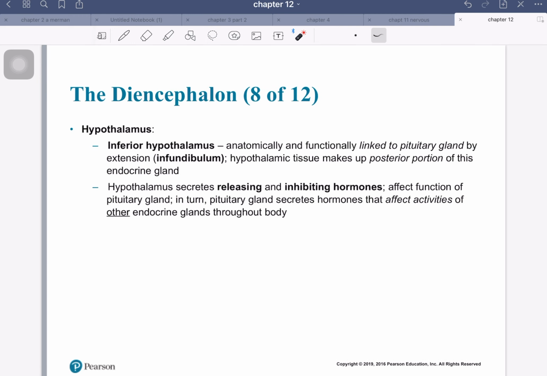Now, the hypothalamus, not surprisingly, is located below the thalamus itself. And as I said, the pituitary gland is connected to it. We have a little stalk that anatomically and functionally connects the hypothalamus to the pituitary gland, and this little stalk we call the infundibulum. And we'll see that once we get down to the pituitary gland, it's actually a combination of endocrine and nervous tissue, but we'll come back to that.